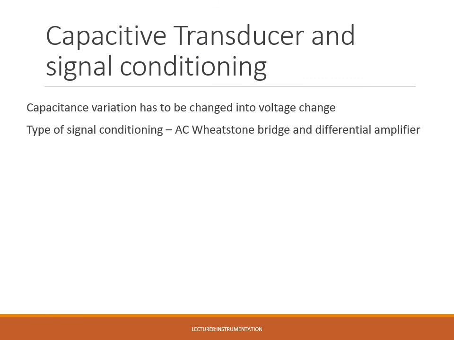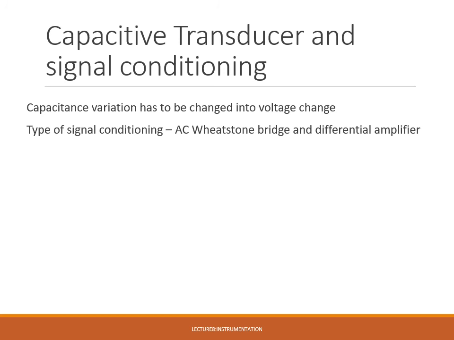Lastly is the signal conditioning for the capacitive transducer. So we know that the output of a capacitive transducer is in terms of capacitance value. Therefore, we need to convert the capacitance value into a voltage, so we need a converter. Normally, for a converter, we will use an AC Wheatstone bridge together with a differential amplifier. It is AC, right? Alternating current Wheatstone bridge.